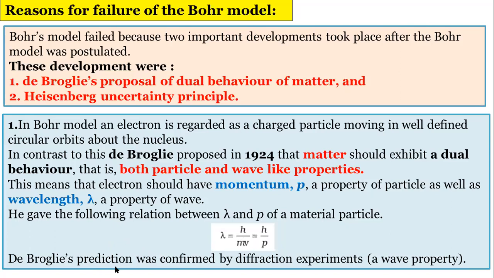De Broglie's prediction was later confirmed by experiment. Diffraction experiments confirm that matter has the wave property. So this is de Broglie's explanation.